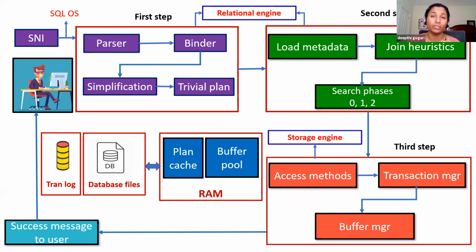Now, when you compare the third step components with the first 2 step components, third step components are very IO intensive. Now, why I say that is because we have the buffer manager component, which will have to go ahead and interact with the disk subsystem, right? Which is very IO intensive. Now, this is just an overview of what all components we have. So the first step components and the second step components will come under the relational engine, and the third step components will come under the storage engine.